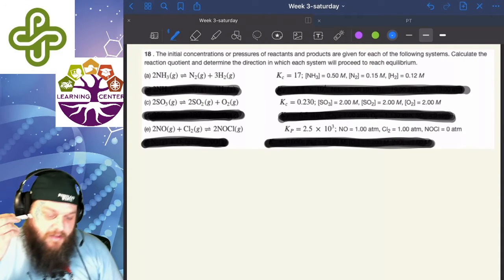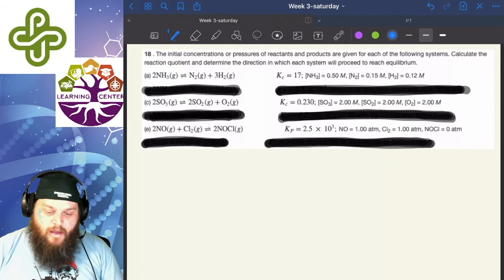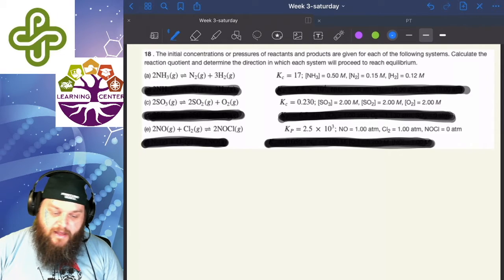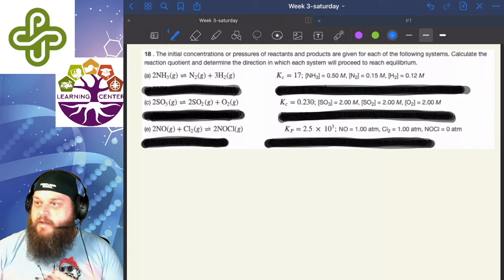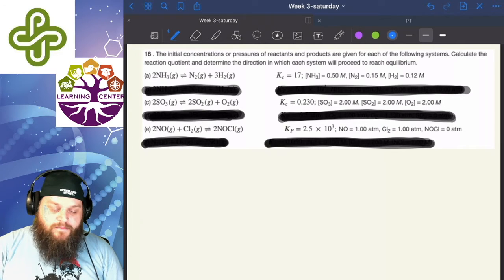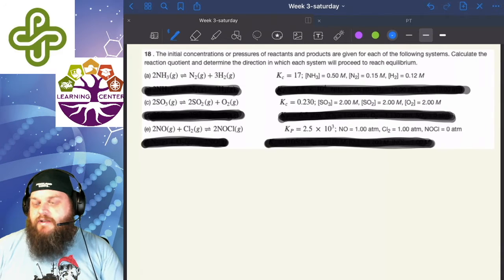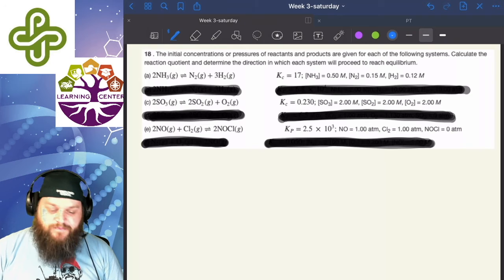On these, we're given the initial concentrations or pressures of the reactants and products for each of the following systems. So there's three systems there, A, C, and E. Calculate the reaction quotient and determine the direction in which each system has to proceed to reach equilibrium. As you know, equilibrium is when the rate of the forward reaction is equal to the rate of the backward reaction. Both reactions are constantly happening, but at the same rate at equilibrium, so we don't get any change in concentration.